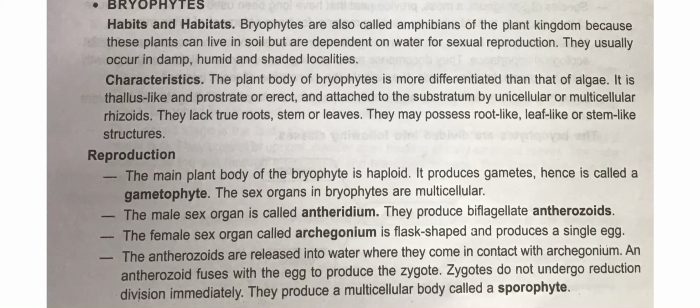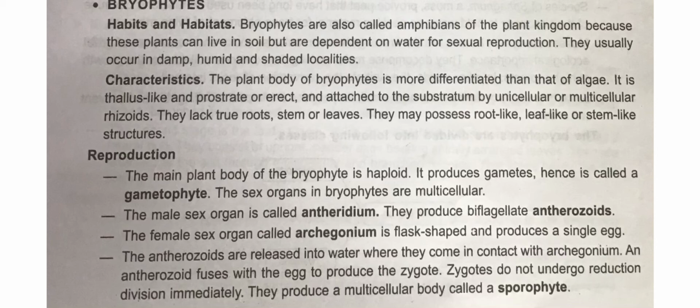Now these pages show how the points have to be written. Here habit and habitat is the first point, where you will show the place where it is found. Then characteristics, where the structure of the bryophyte is explained, under the heading structure of bryophyte, in the second paragraph. Then reproduction is given, where the antheridium and archegonium, the male and female sex organs, are produced, and how the zygote and the sporophyte are produced will be explained.